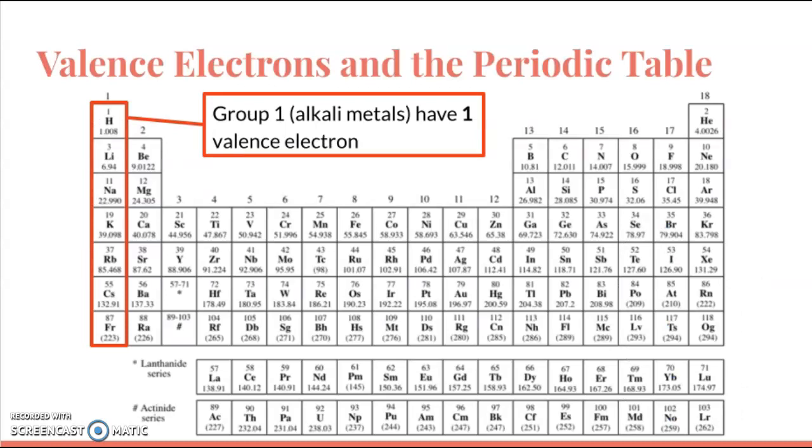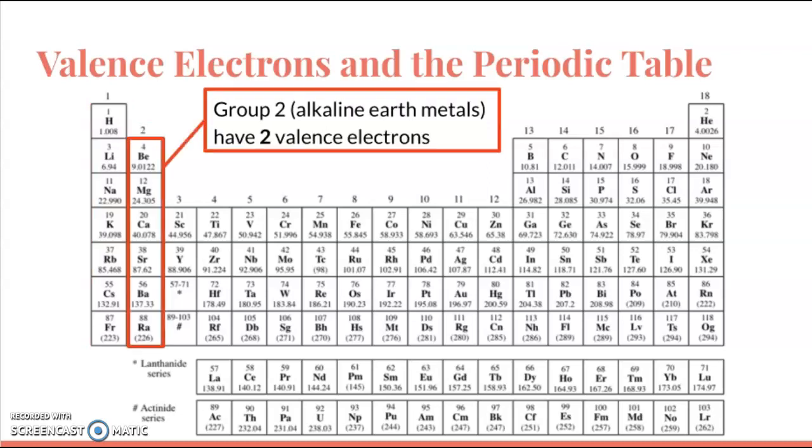So if I have a group 1 element, we said that all elements in the same group have the same number of valence electrons, right? So group 1 elements all have 1 valence electron. And it's super easy to remember that because group 1 is 1, right? Let's look at this. All elements in group 2, your alkaline earth metals, will have 2 valence electrons.